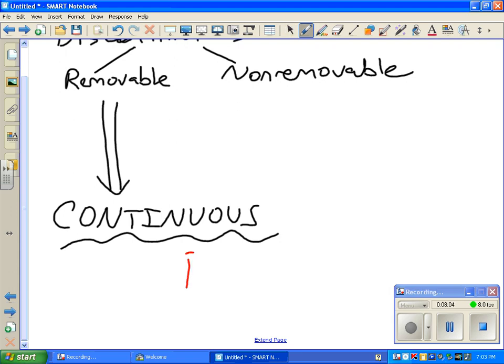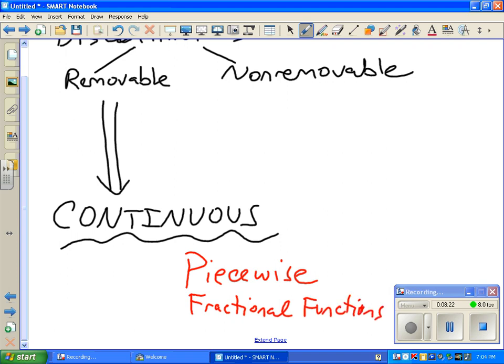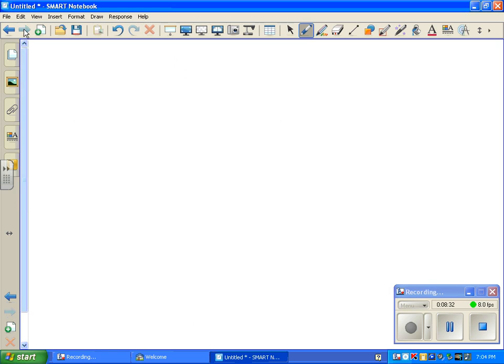Piecewise functions are the most common type of problems in which we find functions that are not continuous, and we also deal with issues of continuity in fractional functions as well, where the denominator is 0 and therefore it leads to an asymptote or a hole. Okay. There's a theorem that the AP loves to ask information about. It's called the intermediate value theorem.